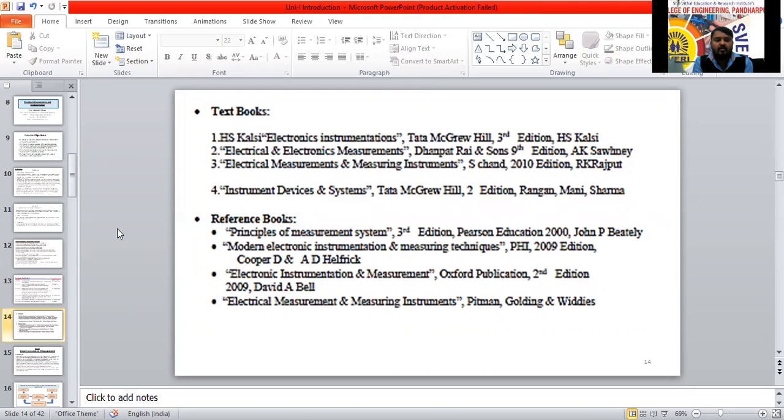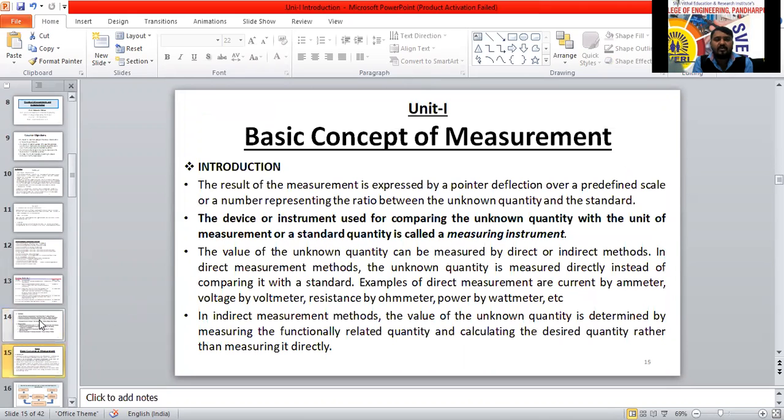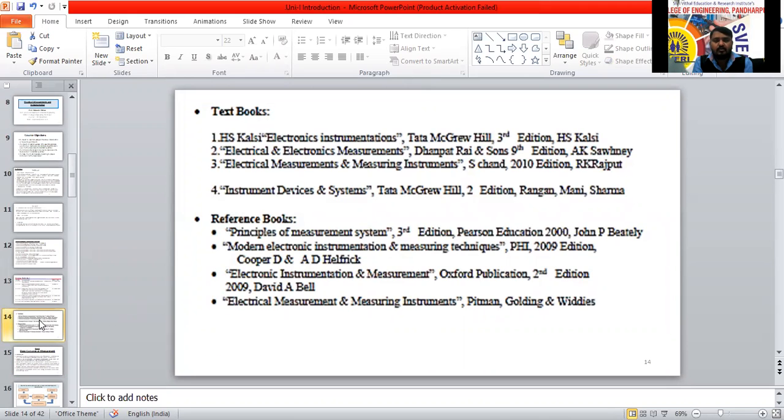Tomorrow we'll start the first unit, basic concepts of measurement. Today is just an introduction class. Yesterday I gave the introduction of the department and the whole syllabus. Today I have concentrated particularly on this subject, electrical measurement and instrumentation.